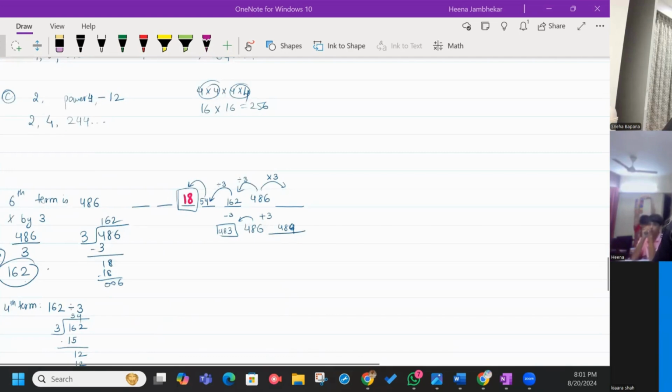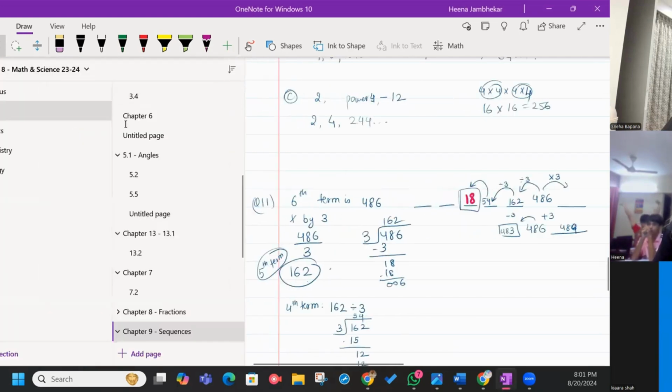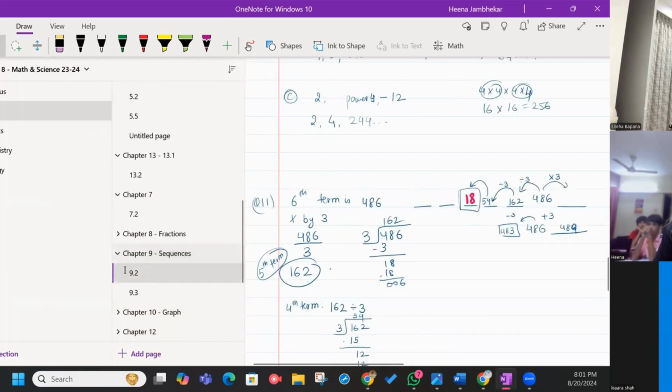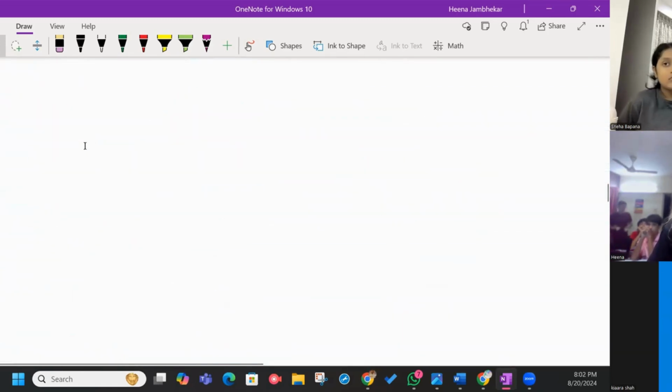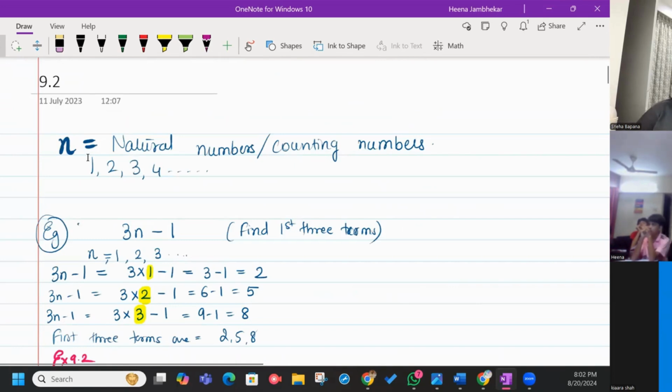Perfect. This is done. We'll quickly move to 9.2. This exercise is the easiest of all. Only one sum is difficult, the rest of this exercise is easy.